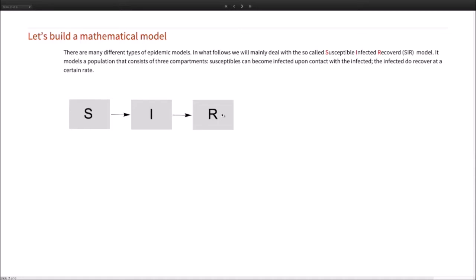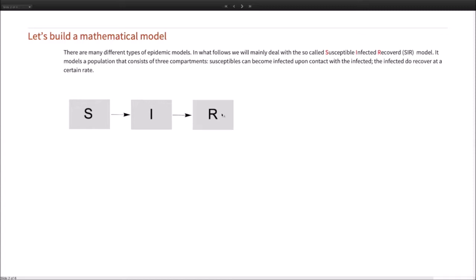Now, these three groups are built in a way that we assume that everybody in the population has to be in one of these groups. They have to be either susceptible or infected or recovered. There's no other way for anyone to be in the society. So we would like to build a model to see how you can transition from being susceptible to the disease, to getting infected, to recovering. So we want to model this entire process.